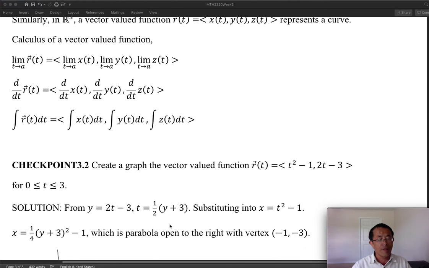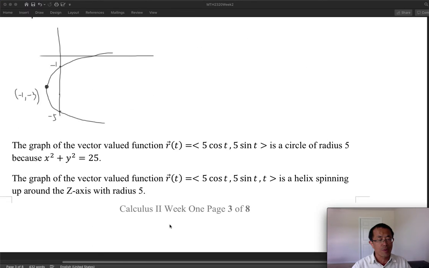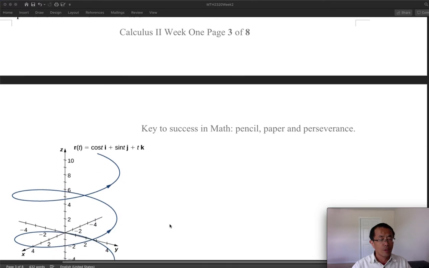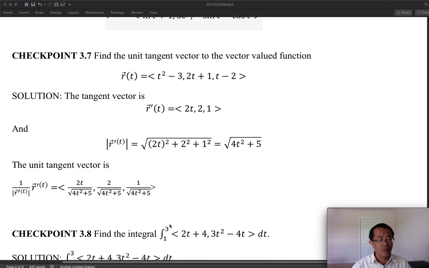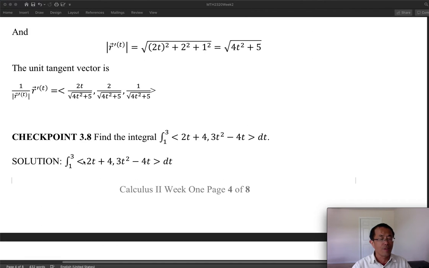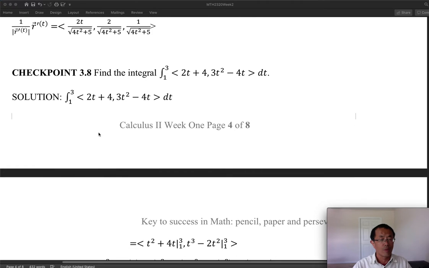I think I have one more example just to show the integral part. Yeah, this is the integral example I'm talking about. Find the integral of this vector valued function. Hopefully it's easy enough. For the integral of a vector valued function, you calculate the integral of each component, the antiderivative, using the fundamental theorem of calculus.